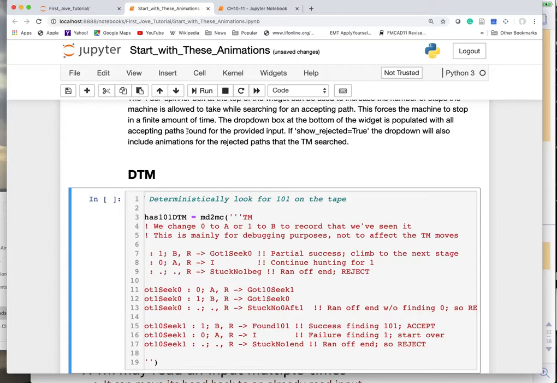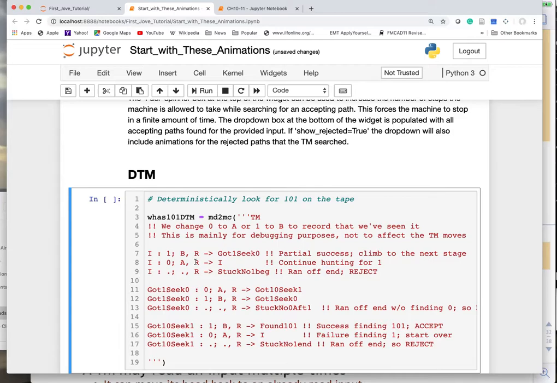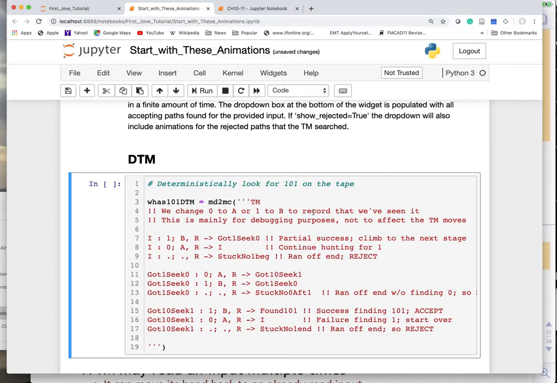And this is a deterministic Turing machine that will look for 101 in the given tape. The commands are all very simple. There is a state, current symbol being looked at, what you must change that symbol to, and how should the head move. So if I'm looking at a zero, I should change it to A, and then move the head to the right.